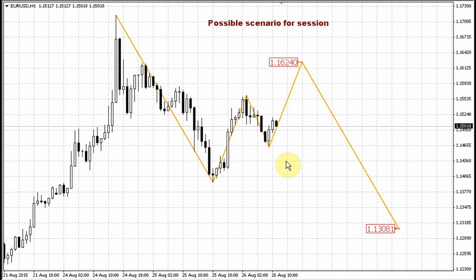So that's almost all that I would like to say today on the euro currency. Let's see what we really will get and whether this will really happen. But this picture just shows approximately what we are looking for in the nearest session, maybe 2 sessions.